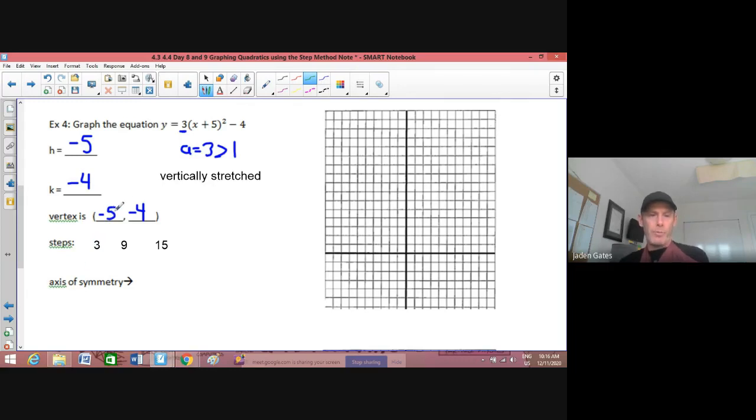All right, so now I'm going to plot my, well, I've got everything I need here, right? I got my vertex, I have my steps, so it's time to plot the vertex once again. So negative 5, and then down 4. So there's my vertex there. Is that right? Yep, okay. And then again, using my steps. So this time I'm going over 1, up 3. Over 1, up 9. So let's see here. 2, 4, 6, 8, 9. And 15 for sure is not going to fit.